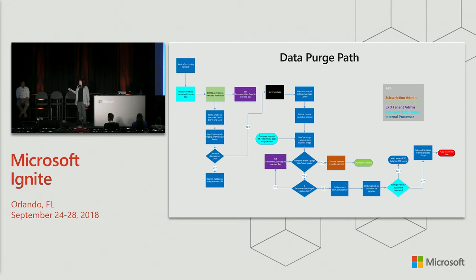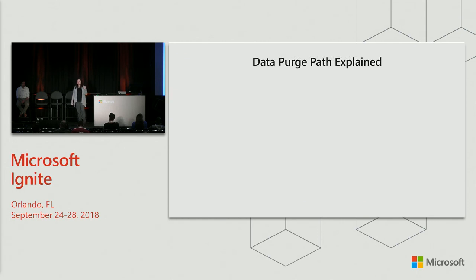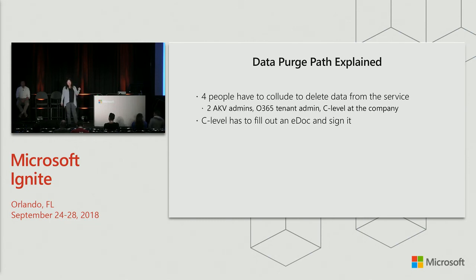So red box, all gone. It's also unrecoverable at that point. So 4 people have to collude, the 2 admins, C-level, and the availability key is definitely deleted in that particular process. How often does this happen?